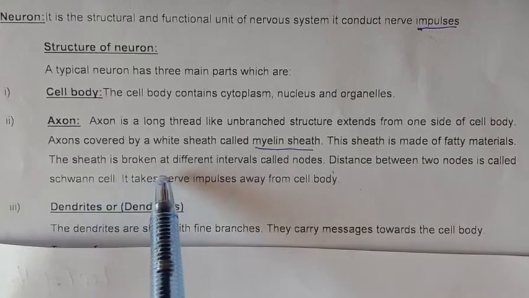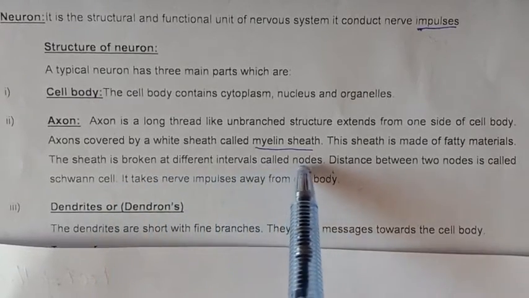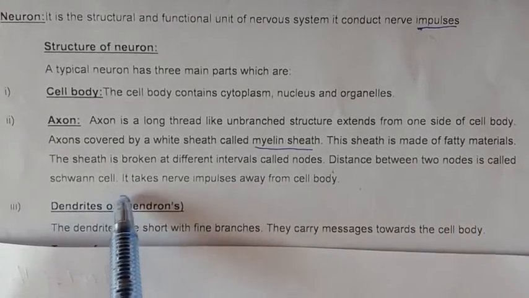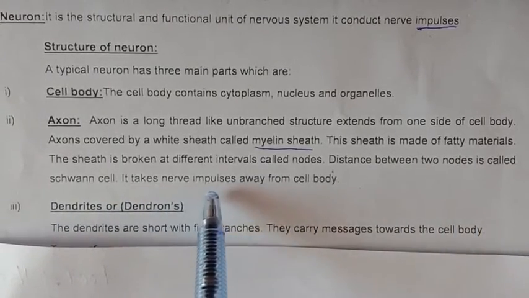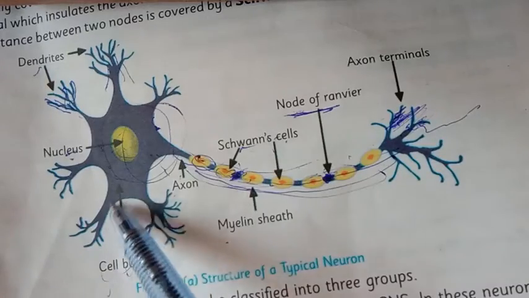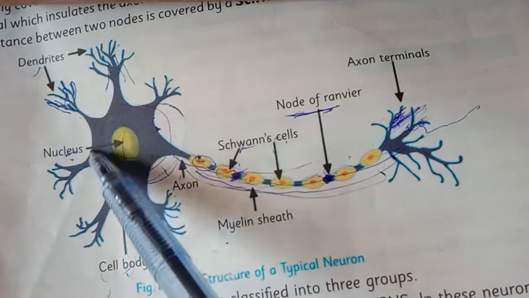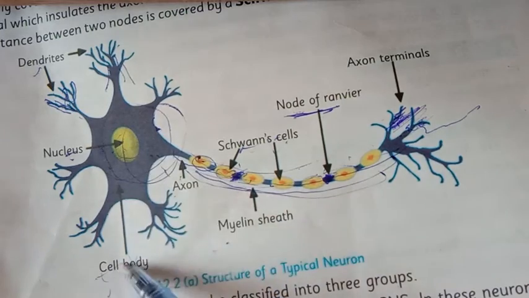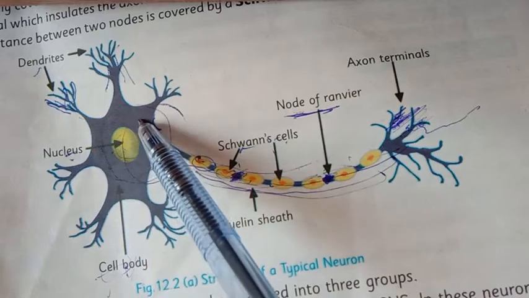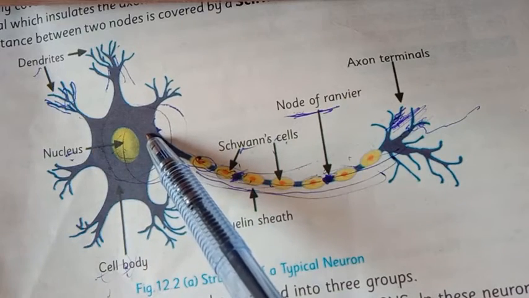The sheath is broken at different intervals called nodes. The distance between the two nodes is called Schwann cell. It takes nerve impulses away from the cell body. In a typical neuron, the main central body is called the cell body. The cell body is made of cytoplasm, nucleus, and other organelles, mitochondria, and Golgi bodies.